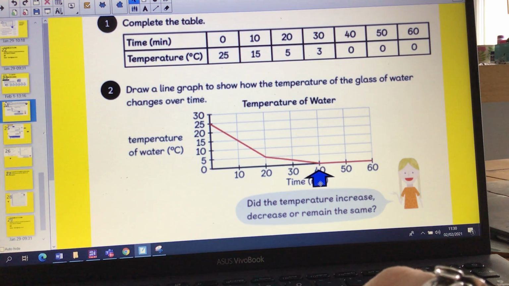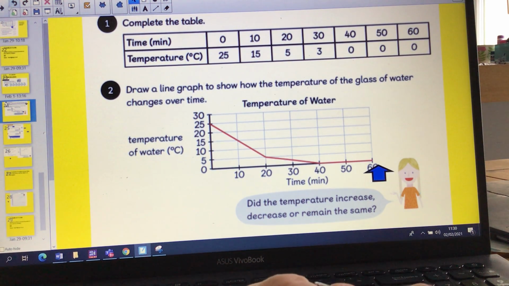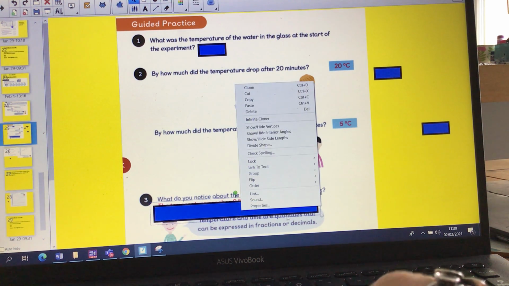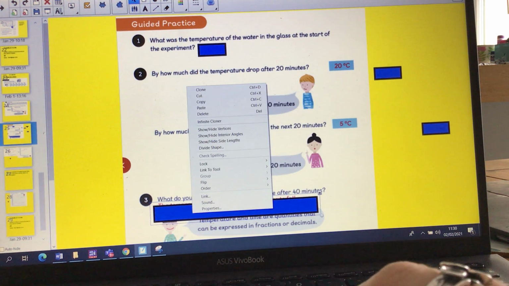Here's 40 minutes. I did talk briefly just before about it. Can you see at 40 minutes? We're still marking it at 50 and 60. It's in this red here. What do you notice? Well, it stays the same, doesn't it? It has reached that 0 degrees in the freezer and it has stayed the same.